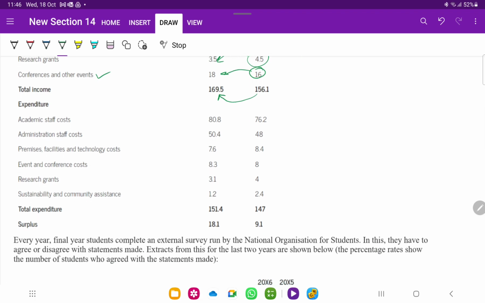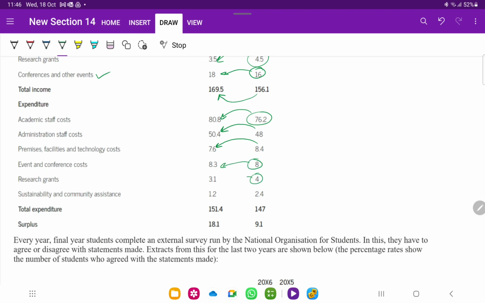Then expenditure. Academic staff cost has increased. Obviously, when there is an increase in the number of students, academic staff cost has to increase. Administration staff cost also increased. Premises, facility and technology cost shows a reduction. So surprisingly, technology cost has reduced. Event and conference costs show a slight increase.